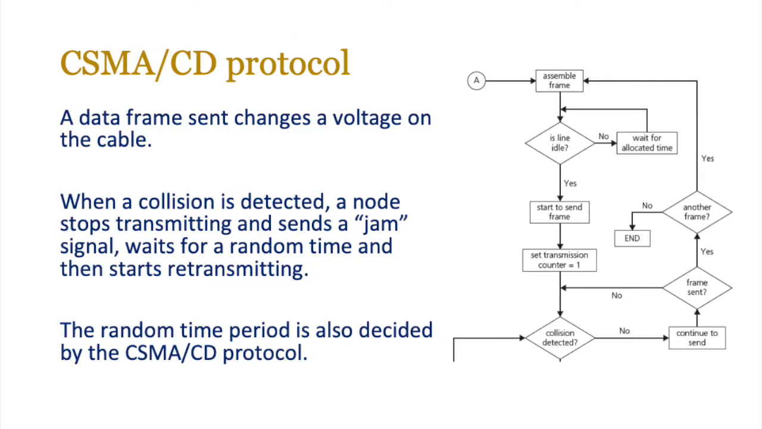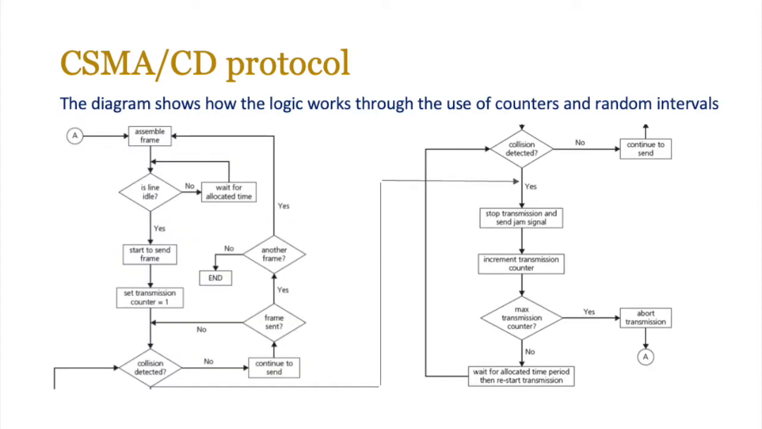Now, at this particular point in time, it's also useful to visit the CSMA/CD protocol, and this is a bit of a recap from AS level. So a data frame sent changes the voltage on a cable. When a collision is detected, a node stops transmitting and sends a jam signal, waits for a random amount of time, and then starts retransmitting. It'll keep transmitting, and it'll keep updating the transmission counter for every time it attempts transmission until it reaches max.